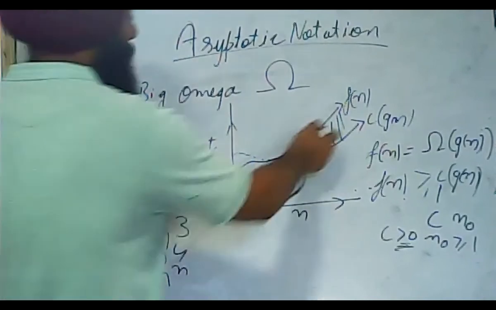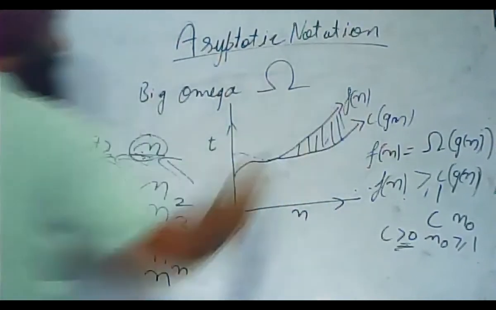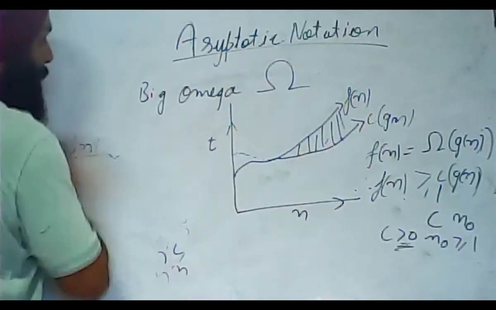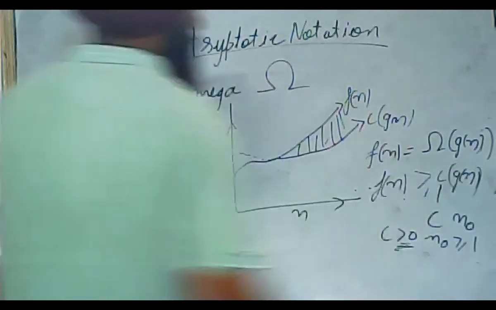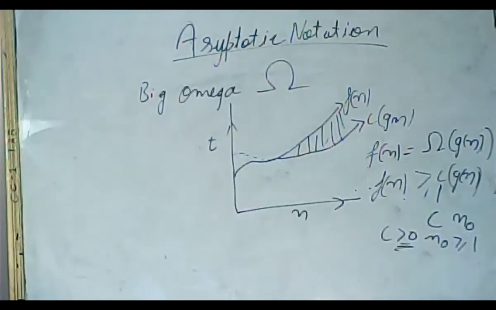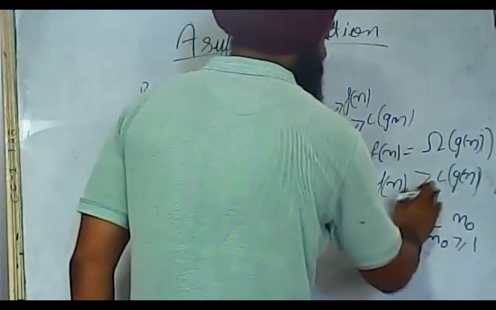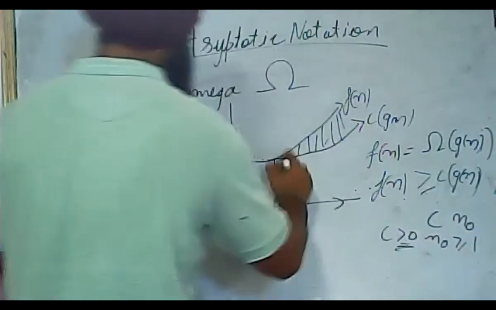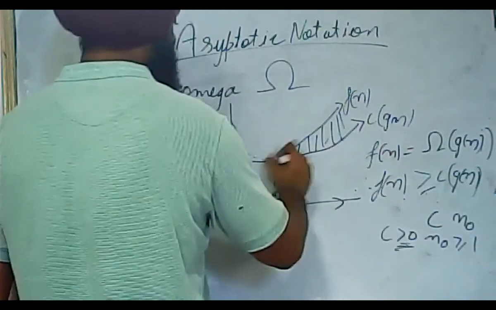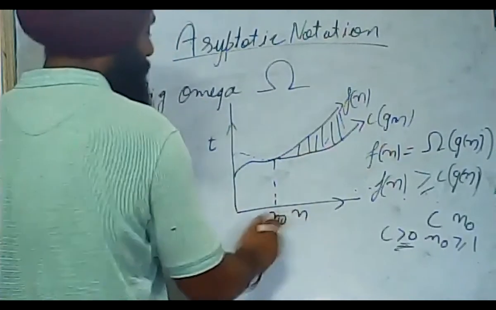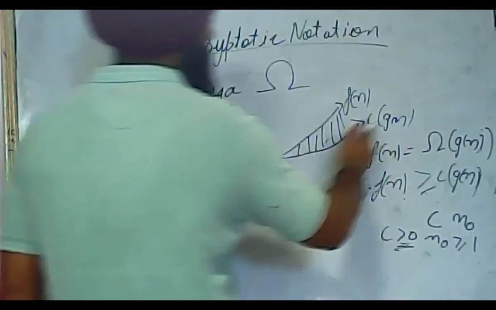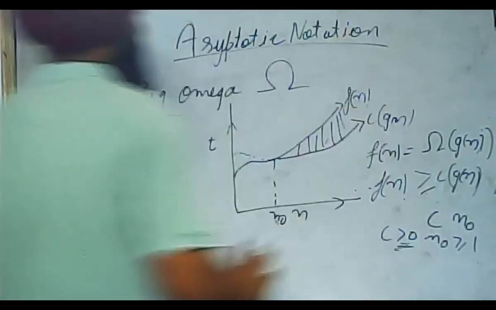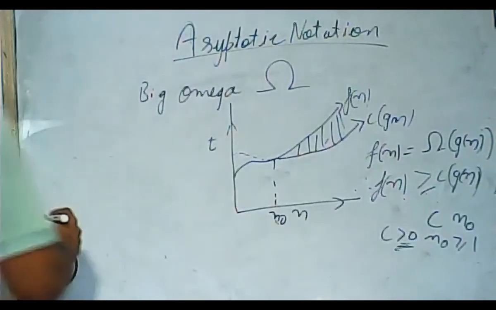In a similar way, we need to find out the tightest lower bound. For finding that, we need to prove this one: f(n) is greater than or equal to c times g(n). What is c? c is greater than 0 and n naught is greater than or equal to 1. What is n naught here? After some value of n, that is called n naught. If this condition is true, we can say this function lower bounds this function.